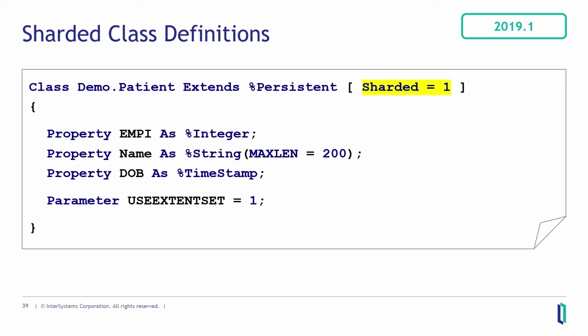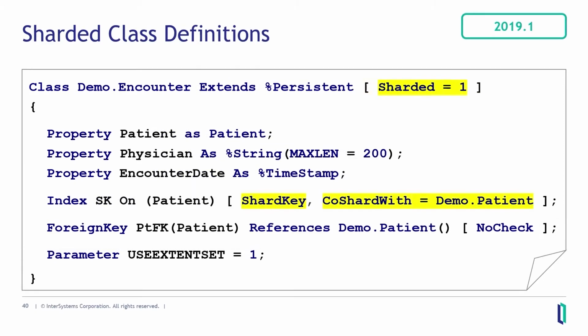An example of how that looks is this very simple class, and there's no real requirement other than putting sharded equals 1. The use extent set is just there for educational purposes, because that should be the default for anything new going forward, but it's not a dependency for sharding. And then a slightly more complex class definition. This is an encounter table that is co-sharded with our patient table that we had right before. Here you're saying that the patient field is going to be used as the shard key, and it's going to be piggybacking on the bucket distribution of our patient table.